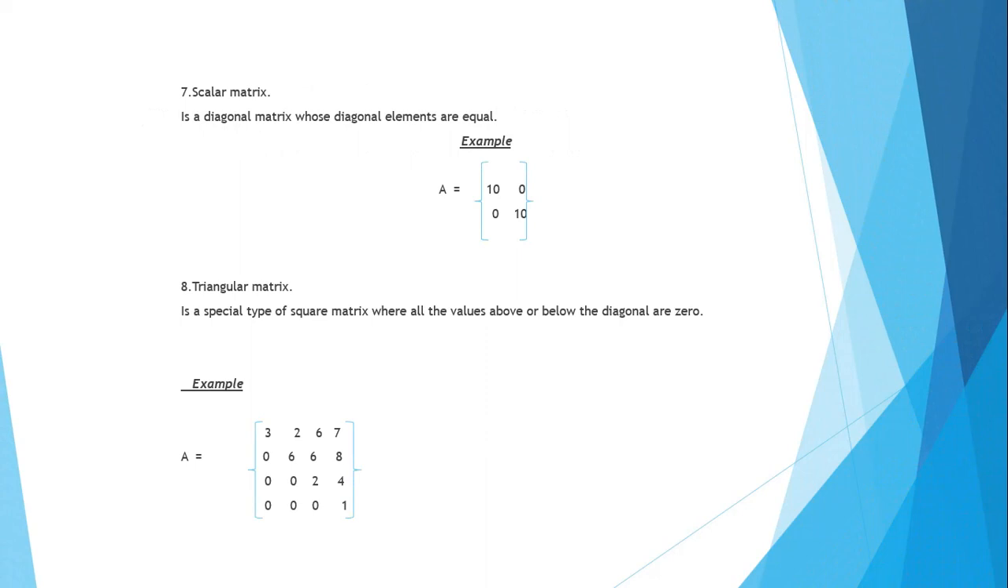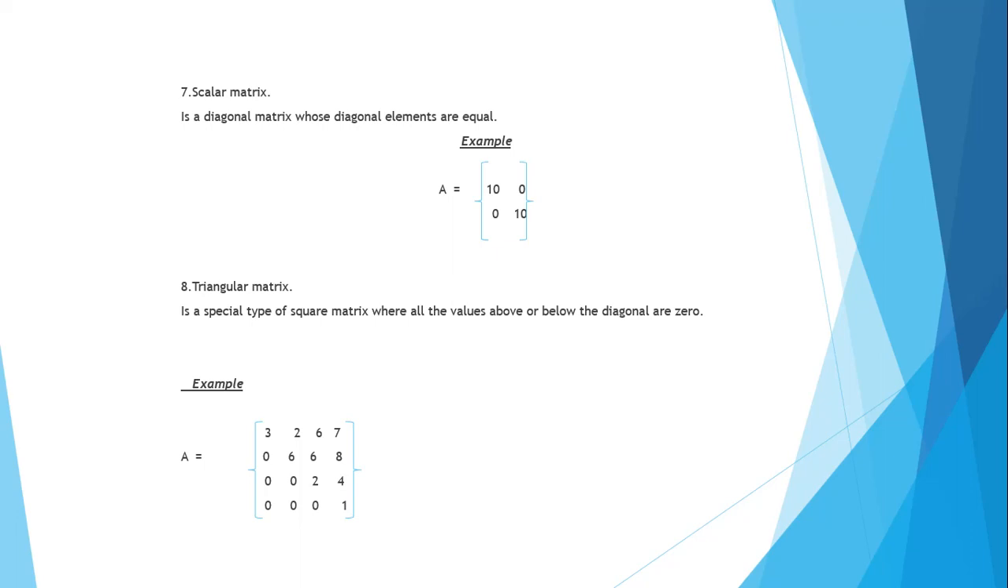Then lastly, I would like us to consider two more kinds of matrix, number 7 and number 8. We've got the scalar matrix. This is a diagonal matrix whose diagonal elements are equal. Remember, we said the square matrix is where the rows and the columns equate. But when you talk of the scalar matrix, it is a kind of matrix whereby the elements on the diagonal are equal. So when you check the major diagonal, or the leading diagonal, we've got 10 10. On the minor diagonal, we've got 0 0. So you see, the elements are equal. And this kind of matrix we refer to as a scalar matrix.